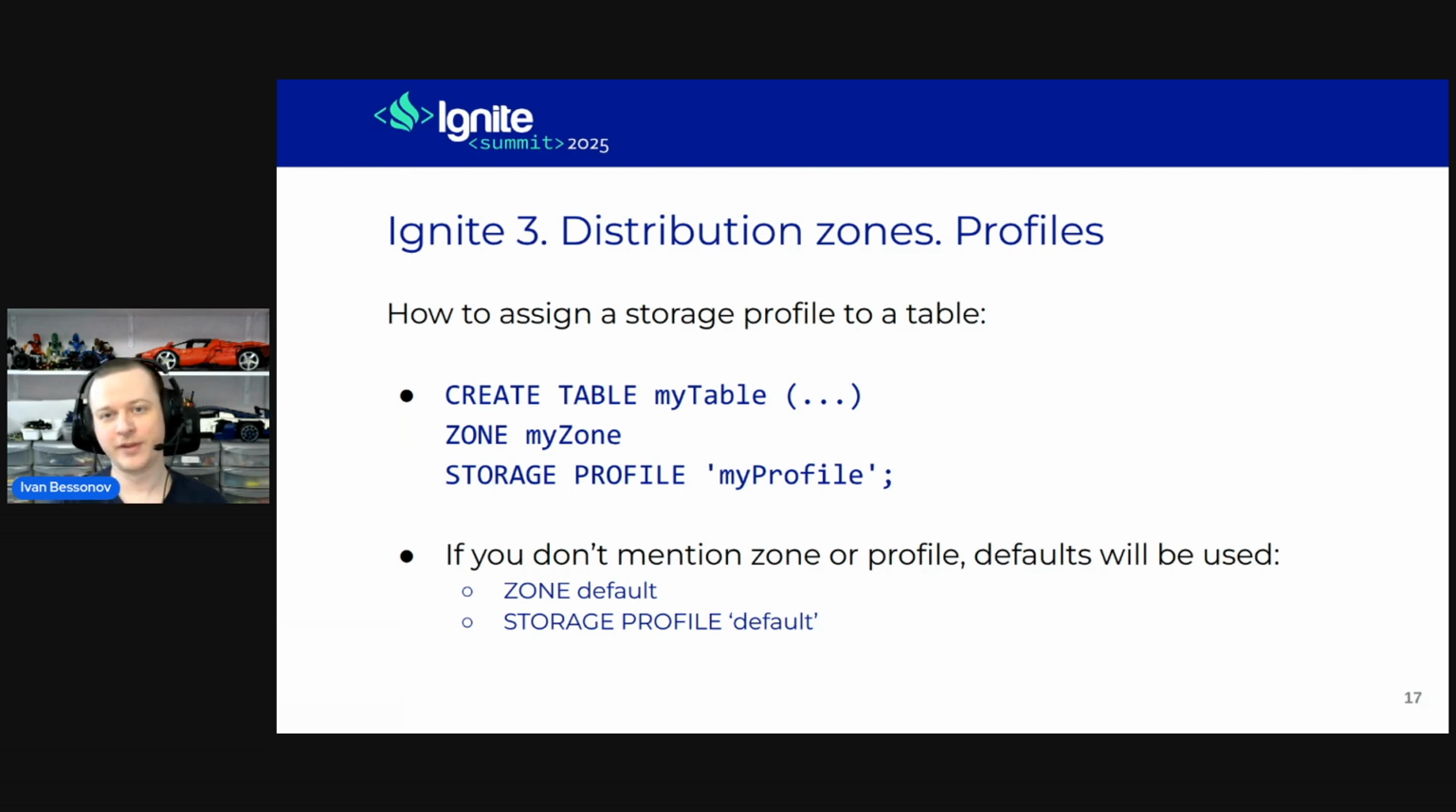Now, how do you assign all of that to the actual table within the zone? Here we see an example of syntax of how you can create a table. And these are specific keywords in our syntax called zone and storage profile, where you just mention them. What happens when you don't mention it? If you don't mention the zone, the default zone will be used. If you don't mention the storage profile, it will use the default storage profile within the zone. So you don't have to mention anything, it will just work. And of course, the default zone, it always exists in your cluster, so you don't even have to create it manually.